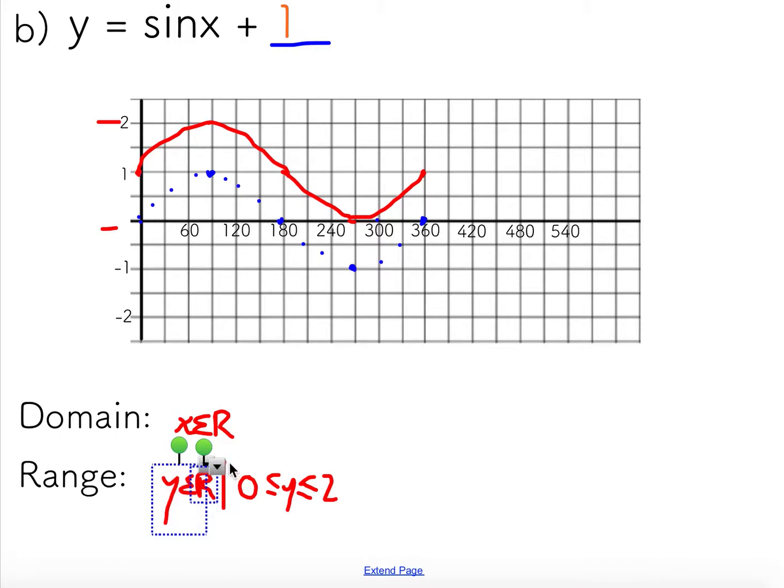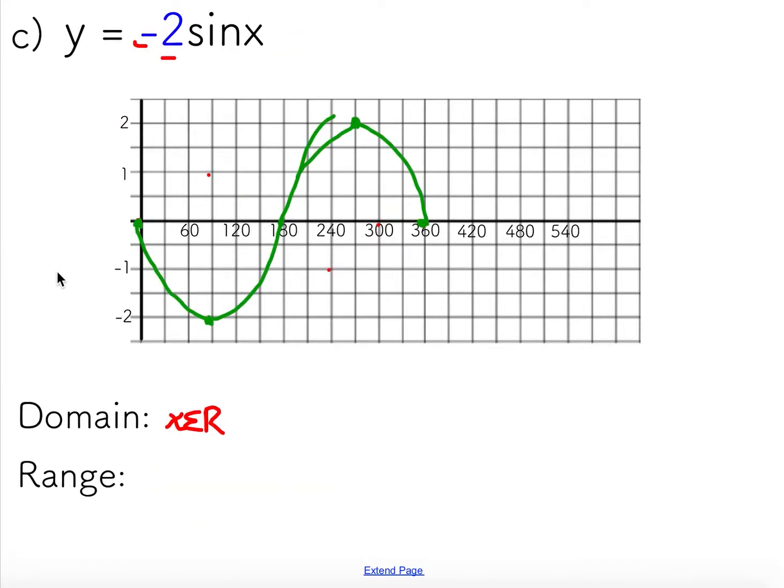When it comes to my range, again, with sine functions, you kind of have to be careful in that you're not always going to have every real number. But you can start by saying you've got any real number as long as you specify. In this case, we're going to reach a maximum of 2 and a minimum of -2. So I should reflect that in my range.